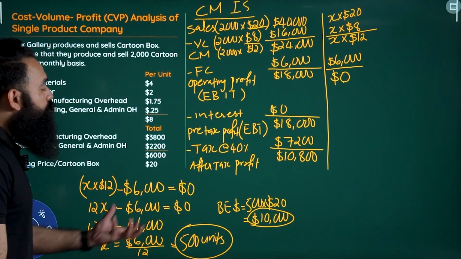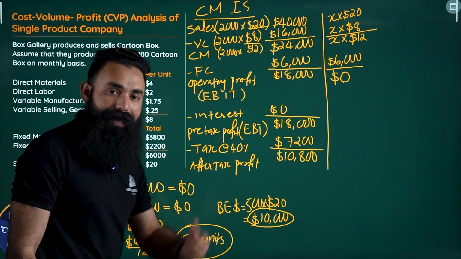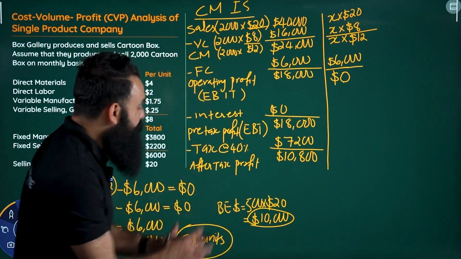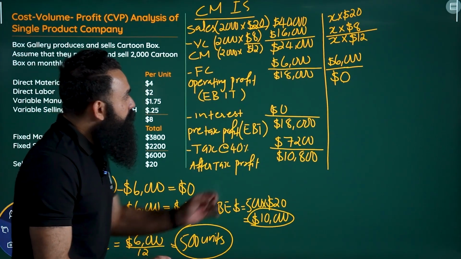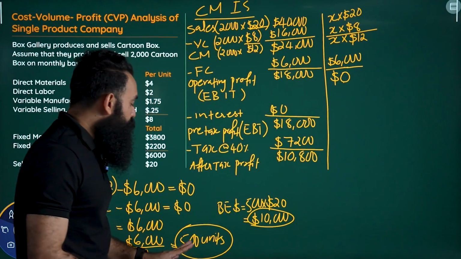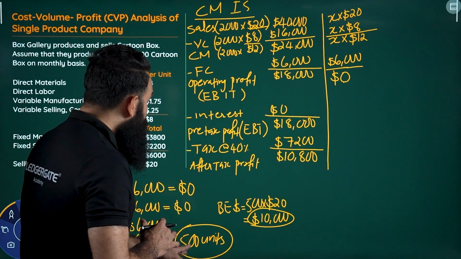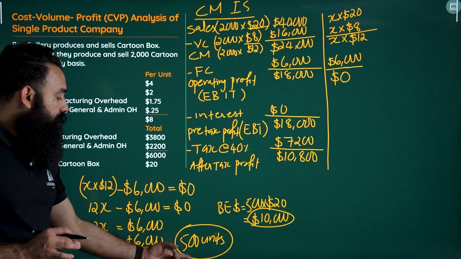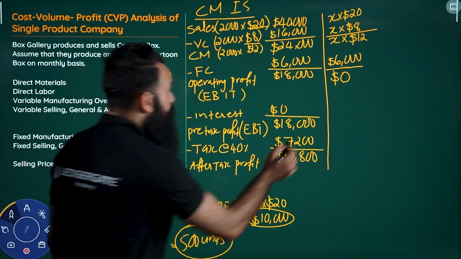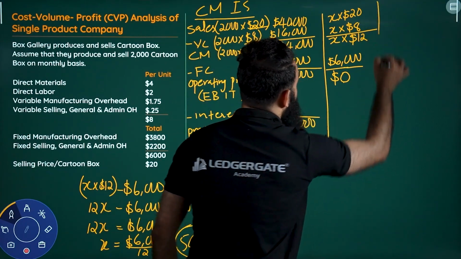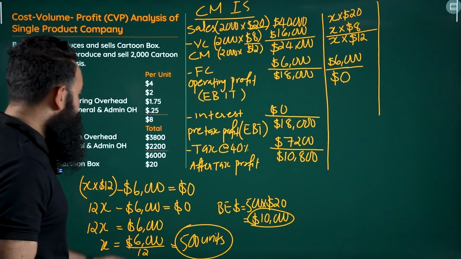But if you want to reconcile, I mean if you want to check that you are getting a profit of 0 once we sell 500 units, what you need to do? We just need to prepare a contribution margin income statement based on these 500 units. Then we will get a profit as how much? 0, right? So let's reconcile it.